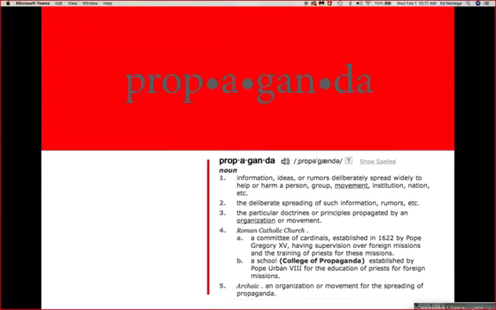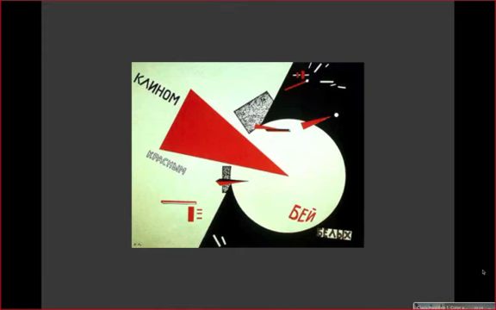So the first place we're going to go is... okay, there we go. This is a piece by a Russian artist by the name of El Lissitzky. The name of this piece is Red Wedge Invades. It's almost very literal, where you see that the Reds are invading a community.